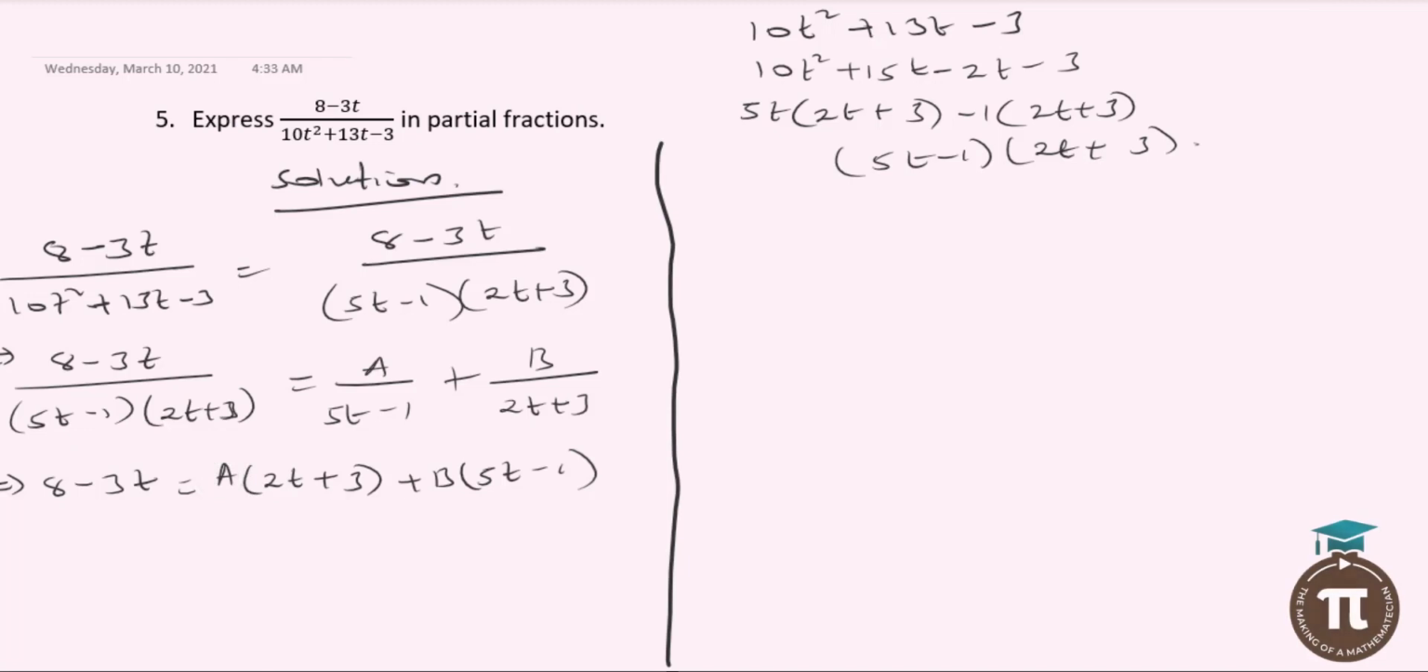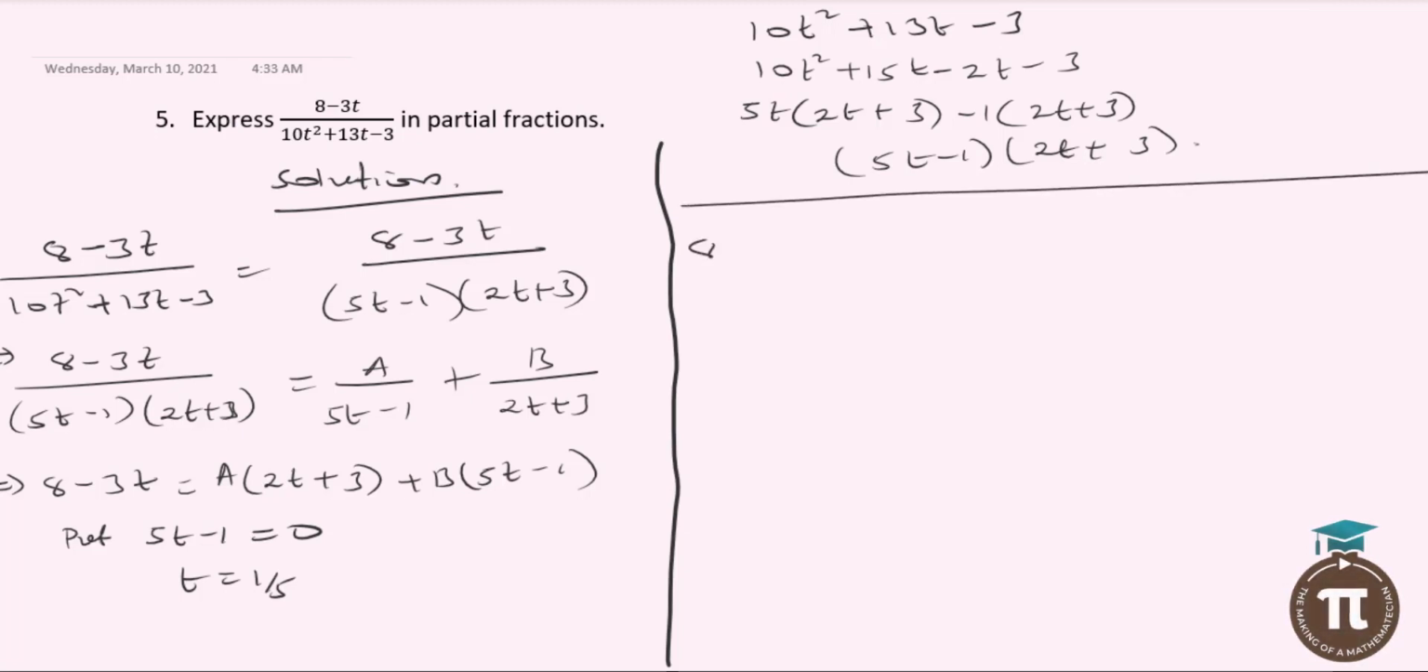To get A, listen, to get A, you have to find a way of making B to be equal to 0, or you have to just find a way of removing B. And a way of removing B is to make the coefficient 0. So we will now say put 5t − 1 to be 0. So t will be equal to 1 over 5. So anywhere you see t, put 1 over 5.